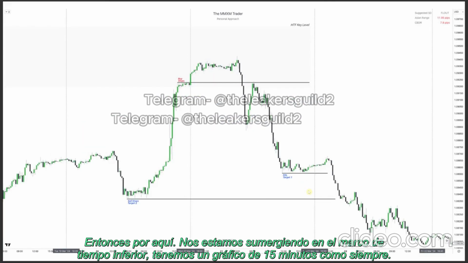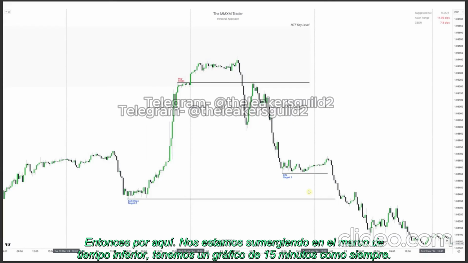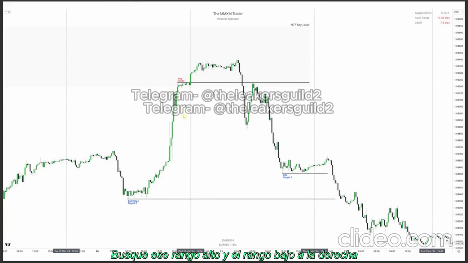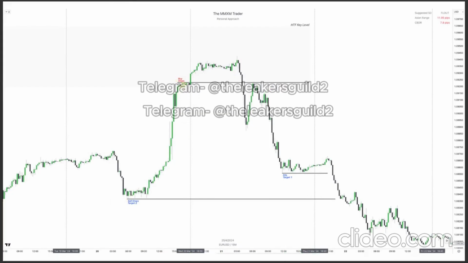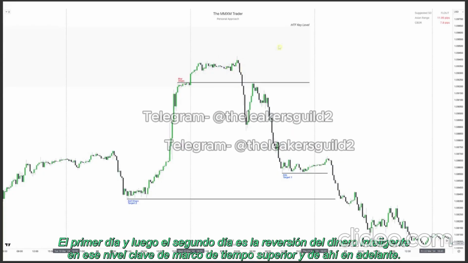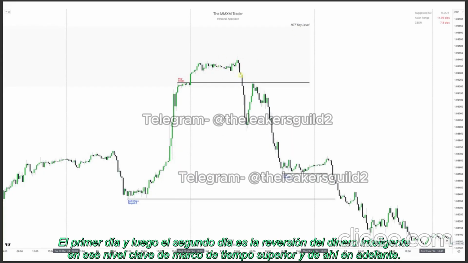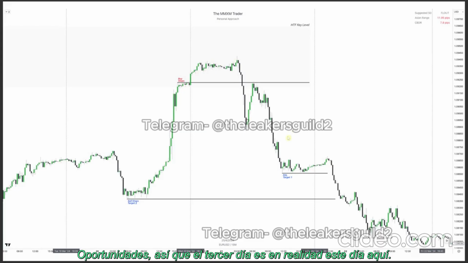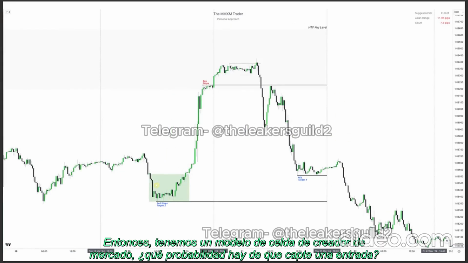So over here we're diving into the lower time frame. We've got a 15-minute chart. As always, look for that range high and the range low. First day, and then the second day is the smart money reversal in that higher time frame key level, and from there on out we can start to look for opportunities. So the third day is actually this day over here.